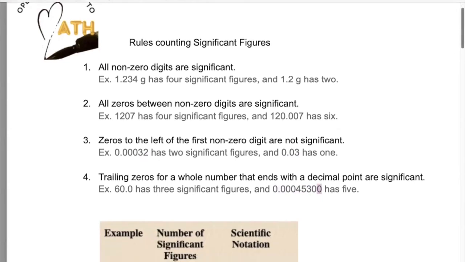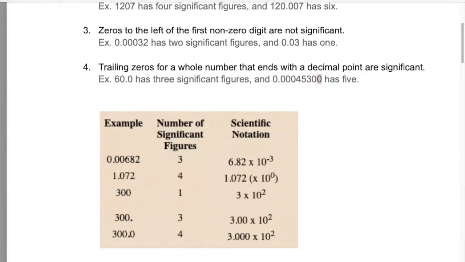Let's look at some examples here. 0.00682, those 3 zeros won't count. Only 6, 8, and 2 count as sig figs. Therefore, that is 3 significant figures.